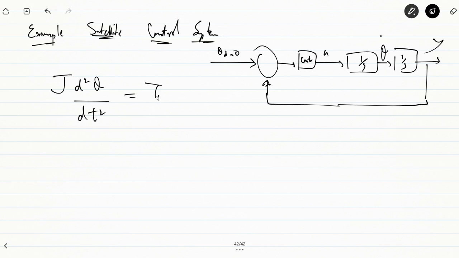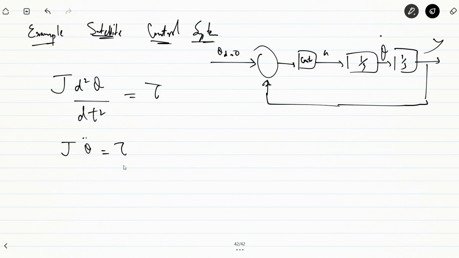Fine. We are basically neglecting any damping or any friction in the system that may be present in space. So it will be a frictionless environment. The equation of motion for that system will be simply j d square theta by dt square is equal to tau. This is basically j theta double dot is equal to tau.